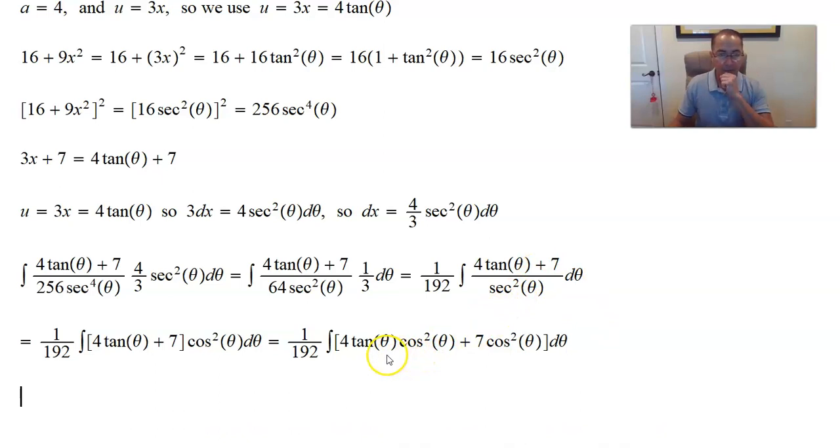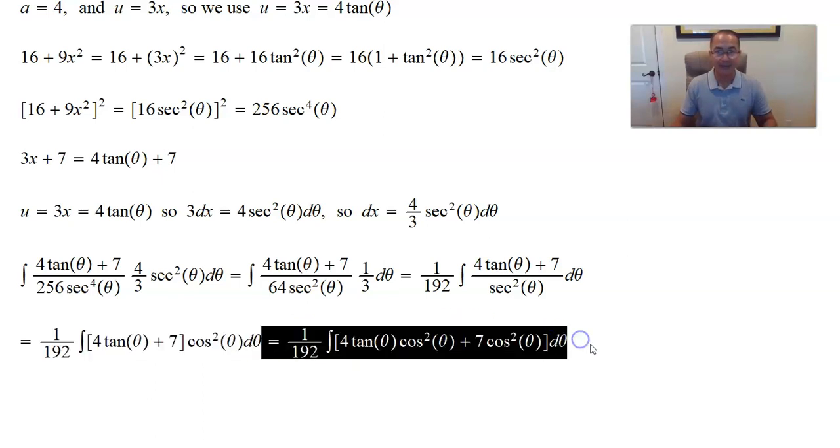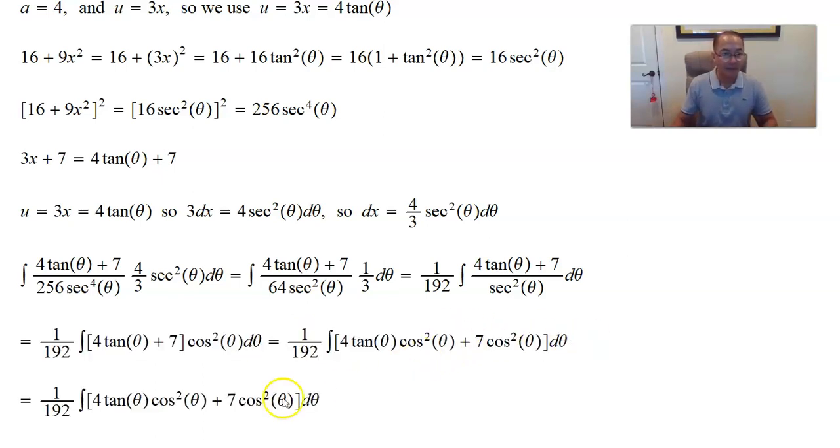All right. So why is this good? Well, it's because tangent is sine over cosine. So sine over cosine times cosine squared. Two of the cosines cancel, leaving a single cosine in the numerator. So this simply becomes 4 sine theta cosine theta. And that's good. That is not hard to integrate at all.